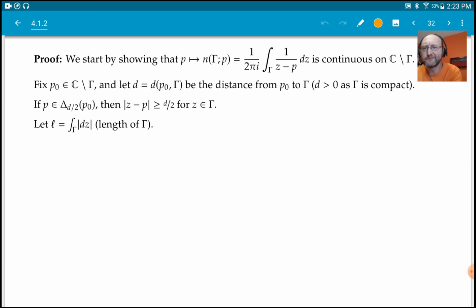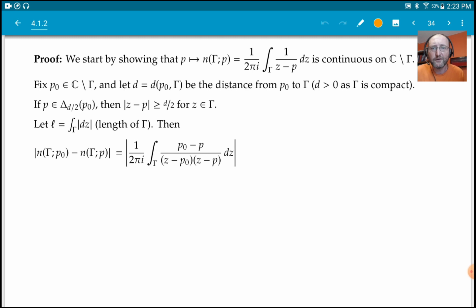Now, let's give a name to the length of gamma, just so that I don't have to write it down. Let's just call it L, for length. Now we're trying to show that something is continuous, so let's look at the difference of this value between P and P naught. If we write down the definitions and put it over a common denominator, it was one integral of 1 over z minus p naught and one integral of 1 over z minus p. Let's just do it as one integral. So that's this thing, and we have absolute values around it, right?